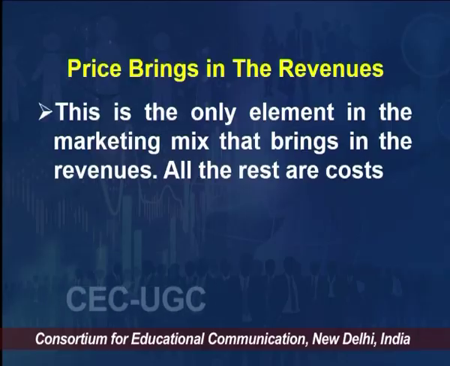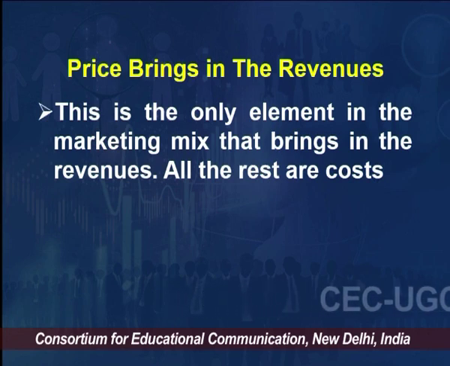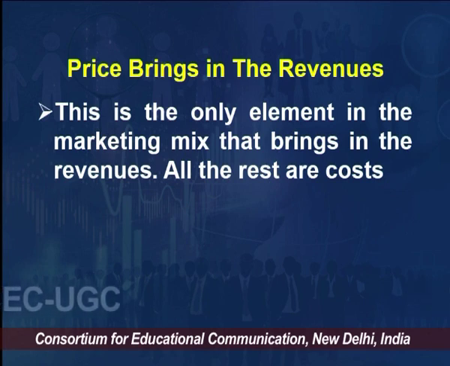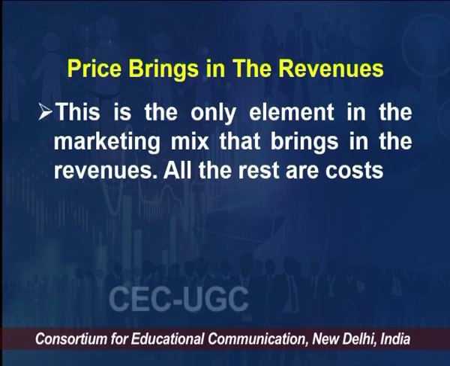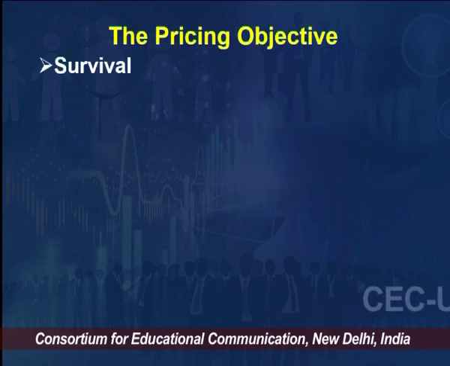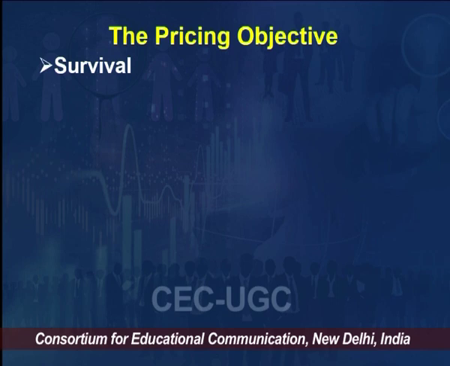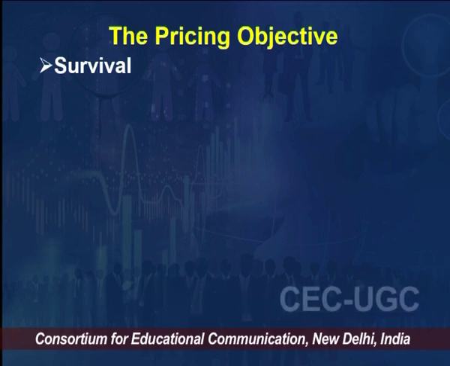So price actually brings the revenues, and that is what I told you, that is why it is so significant for a marketer, because this is the only element in the marketing mix which offers us revenues. All the rest are costs, and price communicates the value positioning of a particular product. Now the question comes: what is the objective of pricing? What is the core objective, the key goal behind determining the pricing strategy?